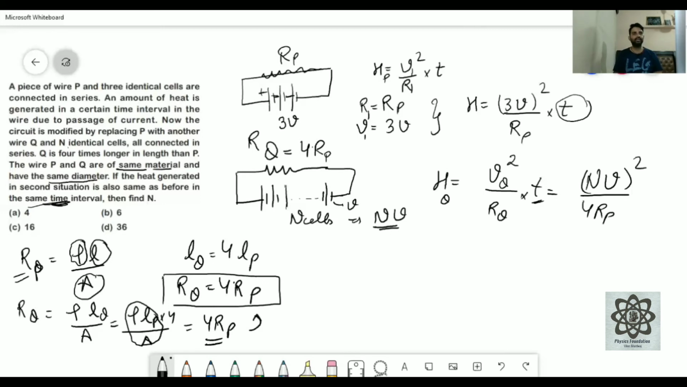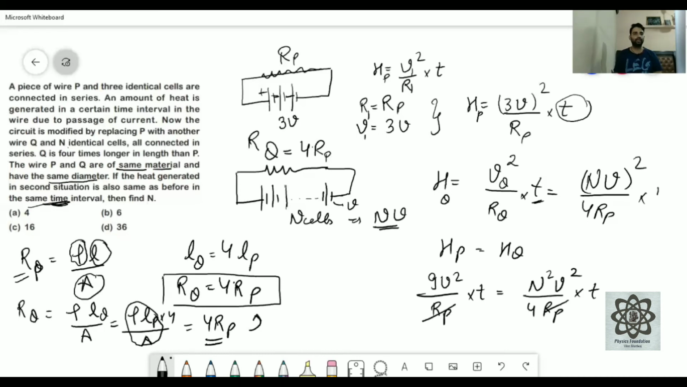Now both the heats are the same. This means we can equate Hp is equal to Hq. Now Hp, if we just square this, 3 square is 9 and V square, so 9V square divided by Rp into T will be equal to N square V square divided by 4 Rp into T. We see Rp is cancelled by Rp, time is also cancelled by time, V square is also cancelled by V square.